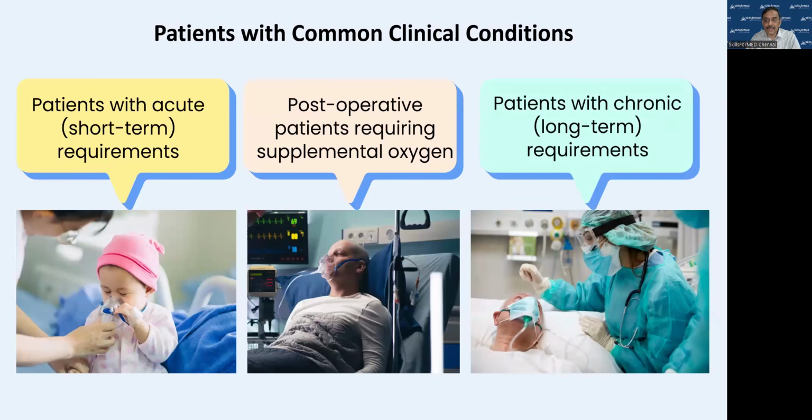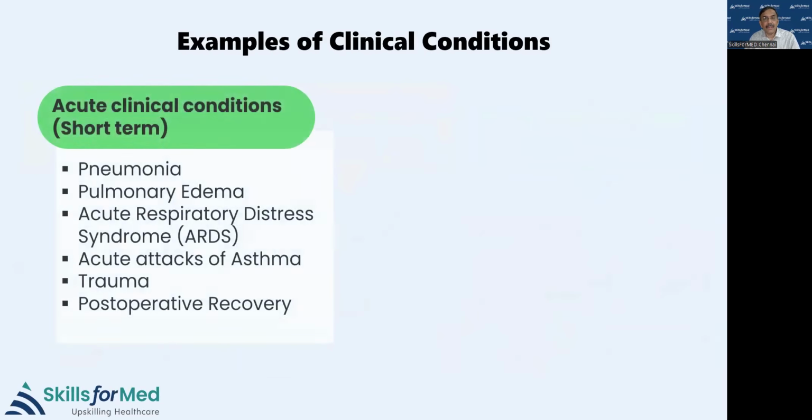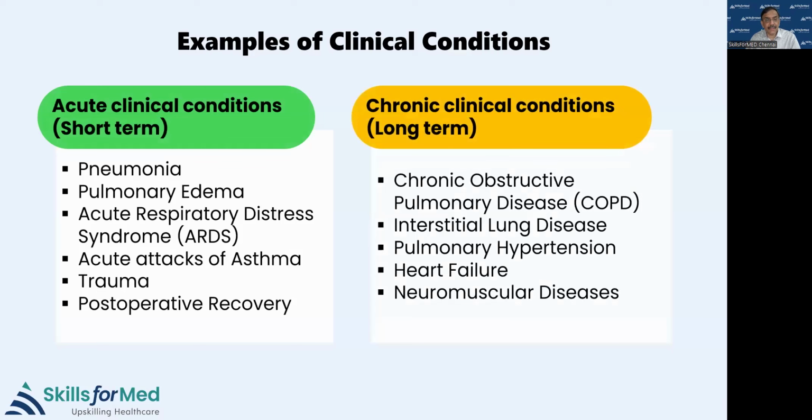Then there are a lot of patients with chronic long-term requirements. Home oxygen therapy has become a big thing. Many of the hospital patients have oxygen concentrators at home, and therefore they also use these devices at home. There are a lot of chronic conditions where long-term oxygen therapy is required. Now let's see some examples of clinical conditions. On the left is the acute clinical condition.